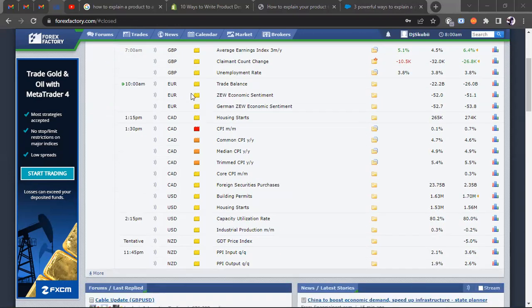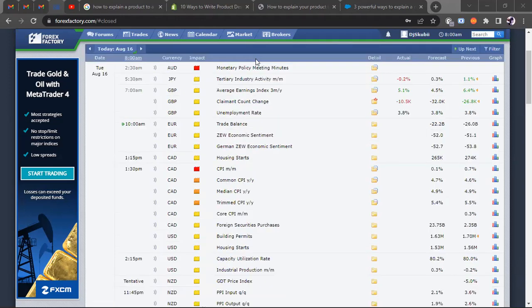Today, for fundamentals, we have high impact news on CAD, CPI by 1:30. And then apart from that, it's just mid impact news on AUD. We already had the high impact news around 2:30 a.m. So nothing much to expect from the market today.